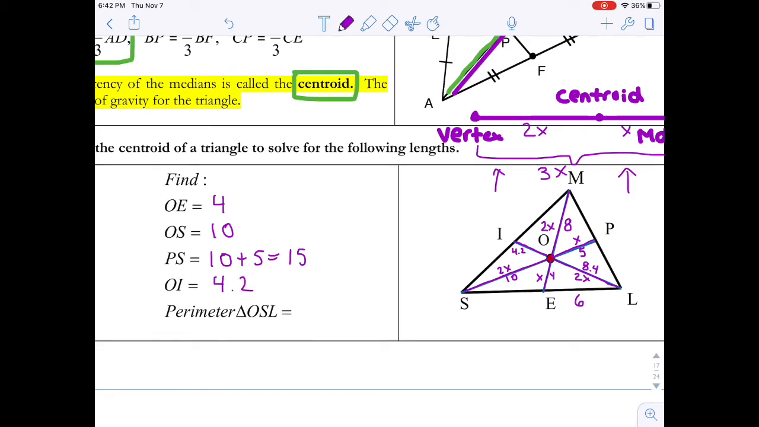The last question they asked there, perimeter of triangle OSL. So we connect those 3 points, so O, S to L, and back up. Well, if we look there, we have a side of 10. We have 8.4. We have part of this is 6. And then, if we remember, ME is the median, which means that these two parts would be equal. So that would also be 6. And that adds up to 30.4.